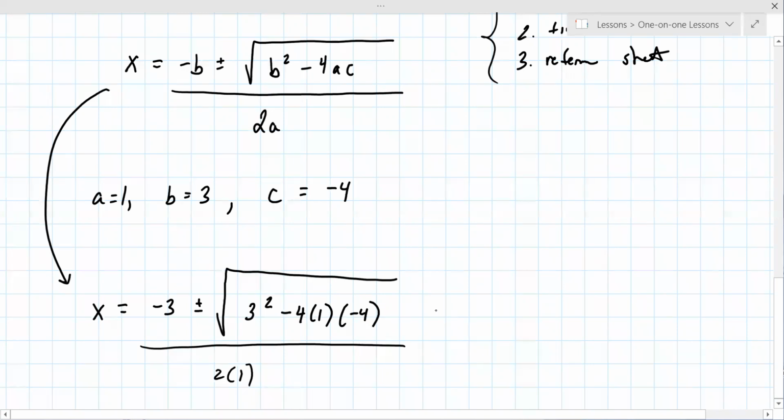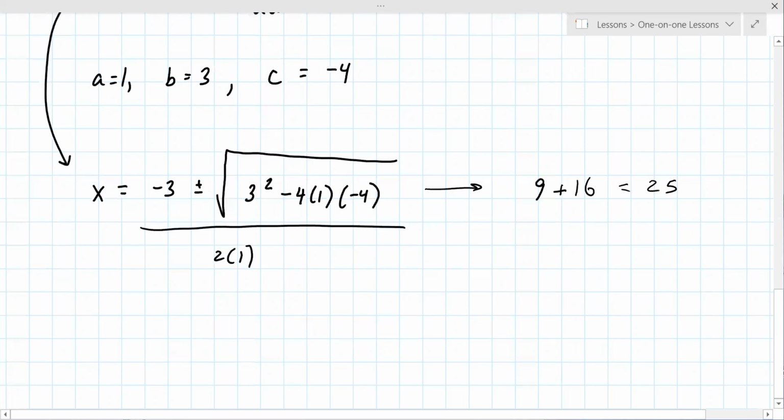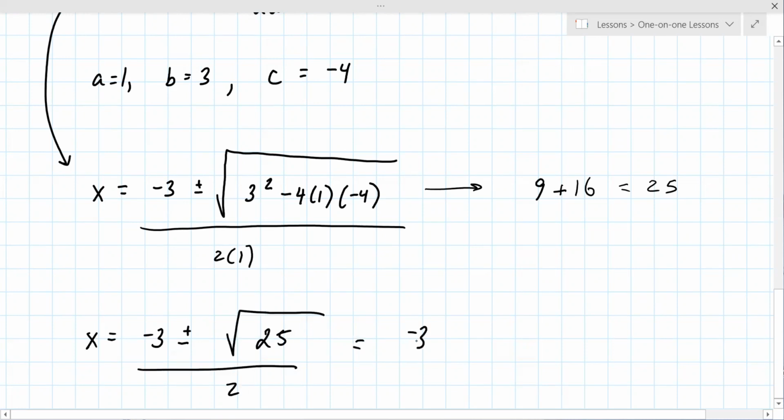So I'm just going to come off to the side here. This is 9 minus 4 times negative 4. That becomes negative 16, but then this subtraction makes it positive, plus 16, which equals 25. So everything inside the root here is really 25. So x equals negative 3 plus or minus the square root of 25, all over 2. And you know that that is 5 over 2.